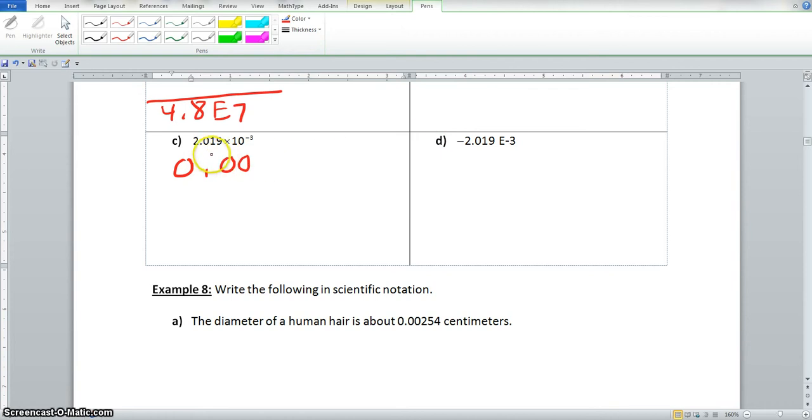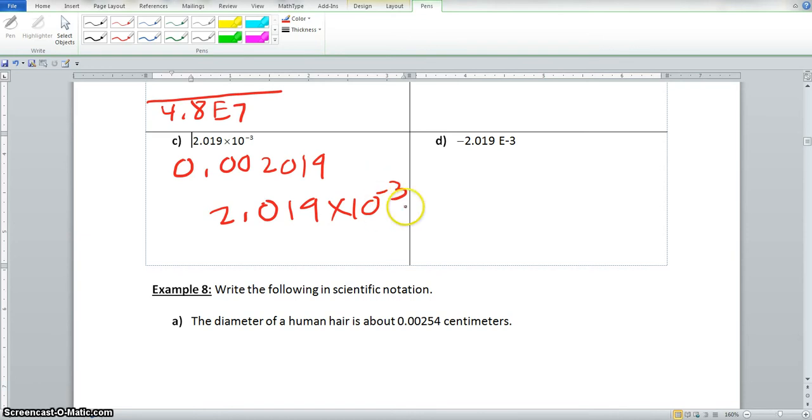Okay, picking up where we left off, we had 2.019 times 10 to the negative 3. I told you that we needed to move the decimal 3 places to the left, and that would give us 0.002019. Now, this is the final answer, but let me show you another process you could use.